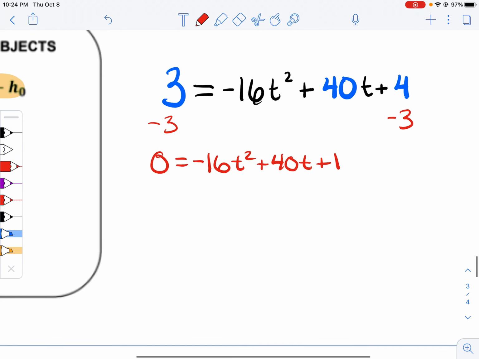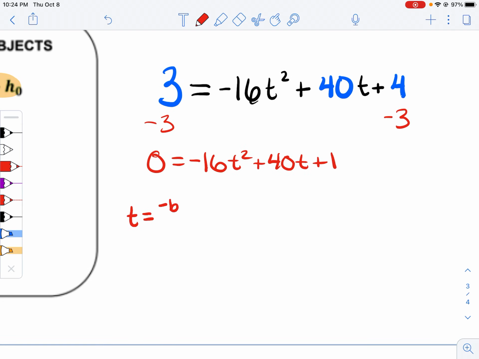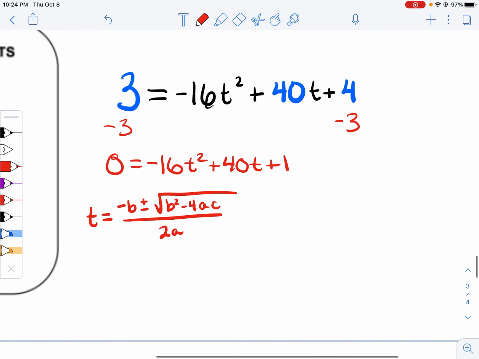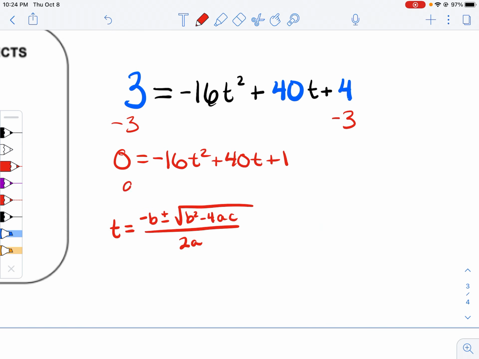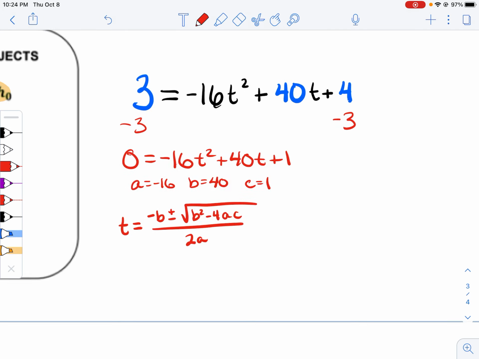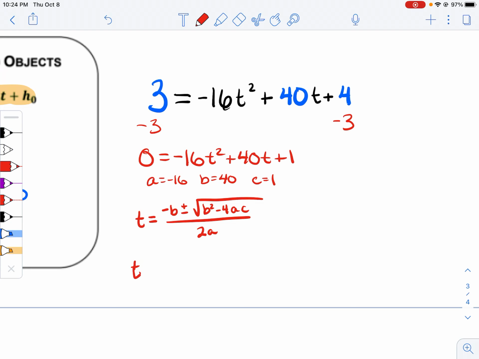All right, now I'm using the quadratic formula because I want to solve for t. So as a reminder now, my t will equal negative b plus or minus the square root of b squared minus 4ac all over 2a. So when I plug this in, I should label my parts. We have that a is equal to negative 16, b is equal to 40, and c is equal to 1. So I plug this in, I'll have t equals negative 40 plus or minus the square root of, it'll be positive 40 squared minus 4 times negative 16 times 1 all over 2 times 1.